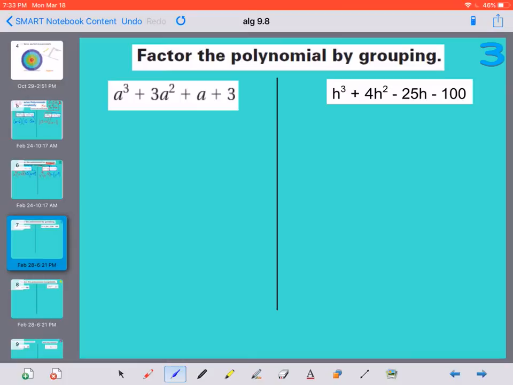Alright, I want you guys to try these two. Factor them all out. Make groups of 2 because we have 4 terms in each of those. So, factor those out.